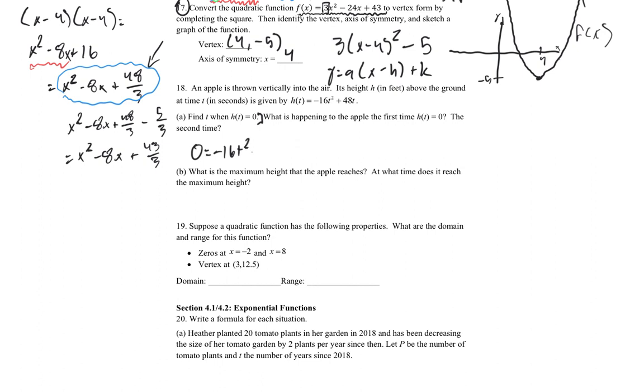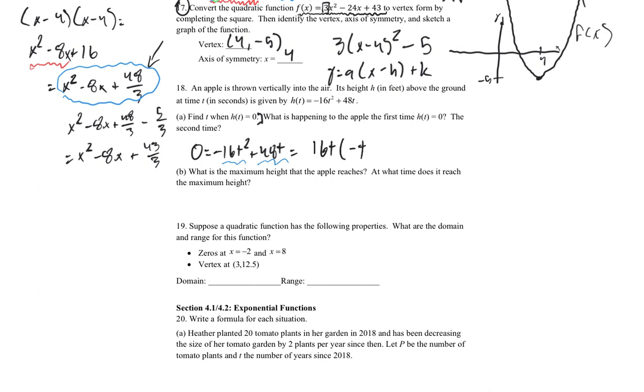Negative 16t squared plus 48t. Awesome. Well, there's a couple ways you could solve this, but first one that I notice is that you can factor this, right? There's a common factor. T goes into this and this. 16 also goes into both of them. So let's knock them both out and factor out a 16t.